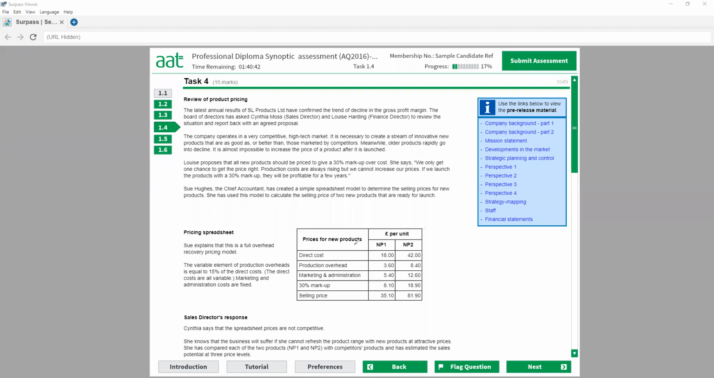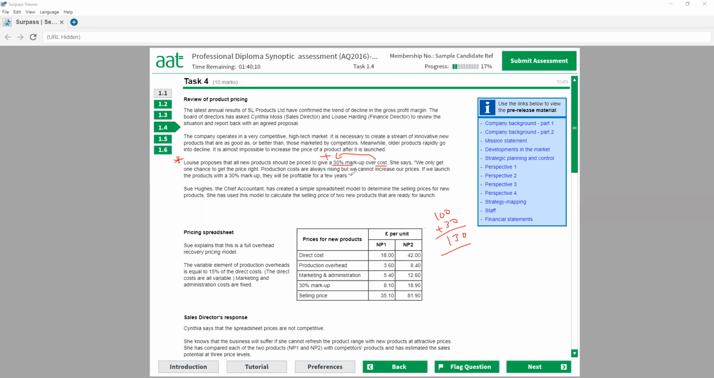Now this question we have at the bottom asks what you think about Louis's proposal, so you can make some notes for that. He said every single product we sell, we will make a 30% profit, so markup over cost. Whatever the cost is, I'm going to add 30% on top of that so that I can find the selling price. For example, if my cost is 100, I'm going to add another 30 as profit, so my selling price will be 130. We only get one chance to get the price right.